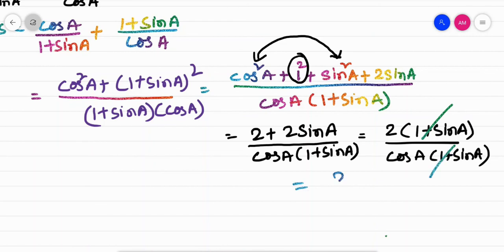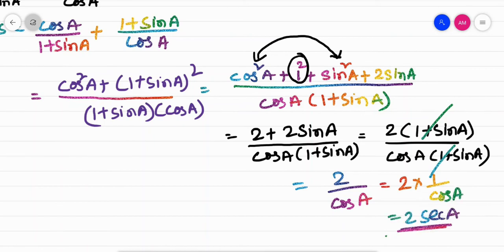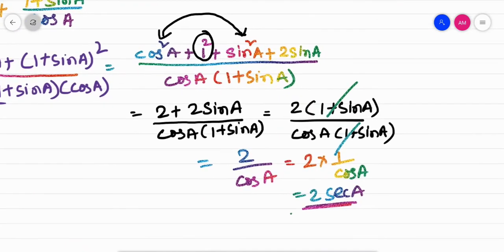So you are left with 2 by cos A. Now when cos A is in the denominator, that means you have 1 by cos A. So 1 by cos A is nothing but sec A. So you are getting 2 sec A. Your final answer is 2 sec A.